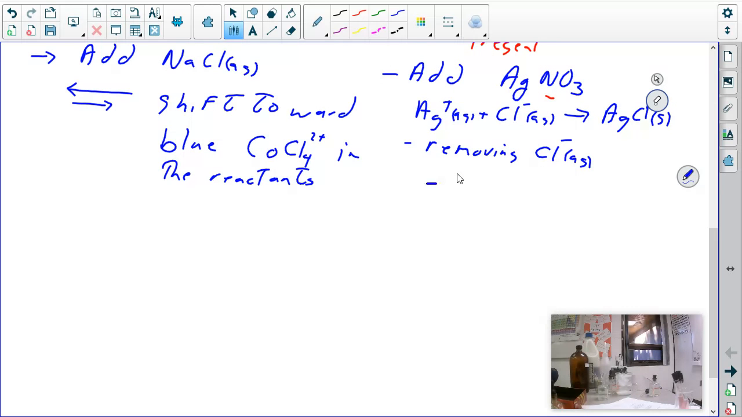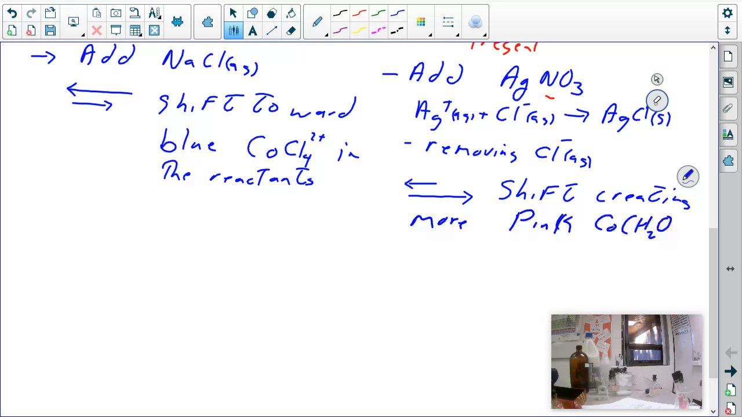Removing that chloride ion is going to slow down the reverse reaction, not touch the forward reaction. And that creates a shift, creating more of the pink CoH2O6 2+. Okay? So we're creating more product. We should see a pink color with this.